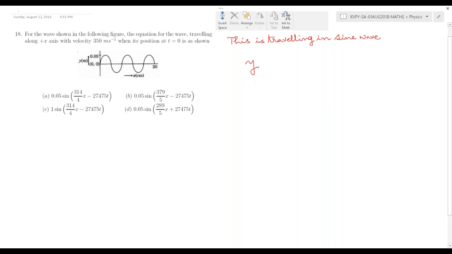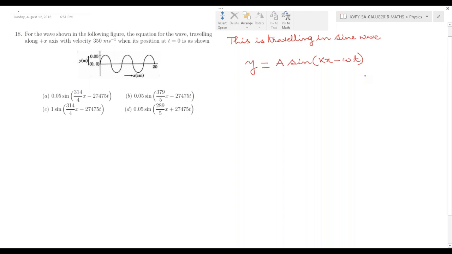So what is the equation? We know the equation is y is equal to a sine of kx minus omega t. Interestingly, there are three parameters here. First parameter is x, second parameter is y, and third parameter is t, the time. Generally, we are habituated to see a graph of two variables, but here there are three parameters. Now, what do we need to find? Out of this question, we need to find the values of a, k, and omega, so that we can apply all these values.